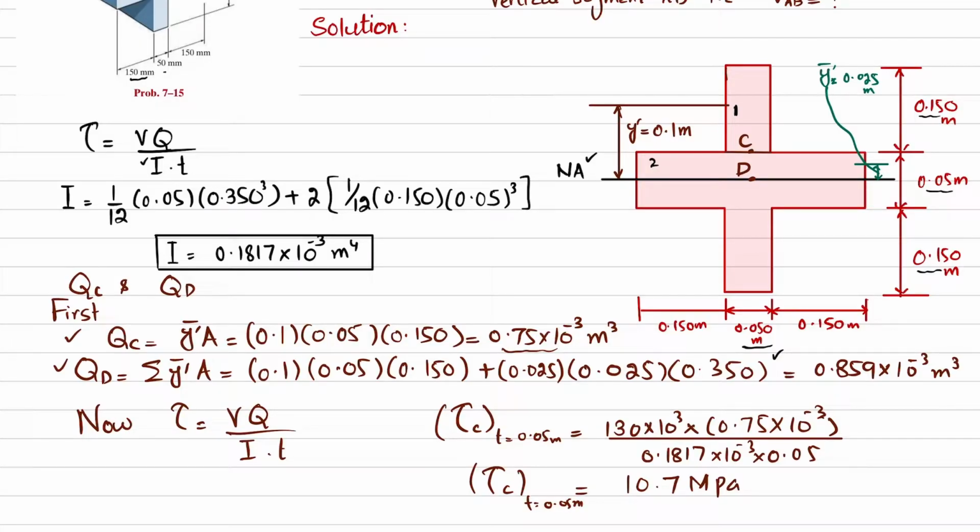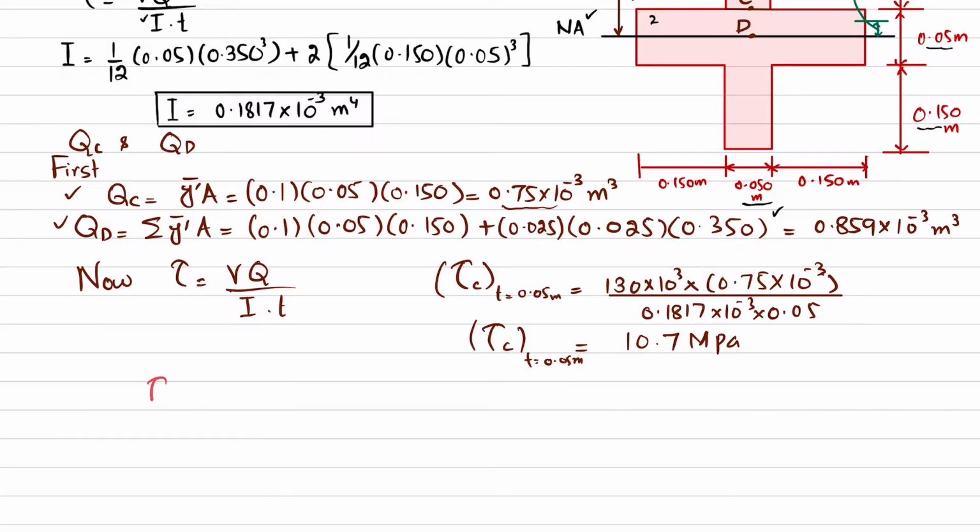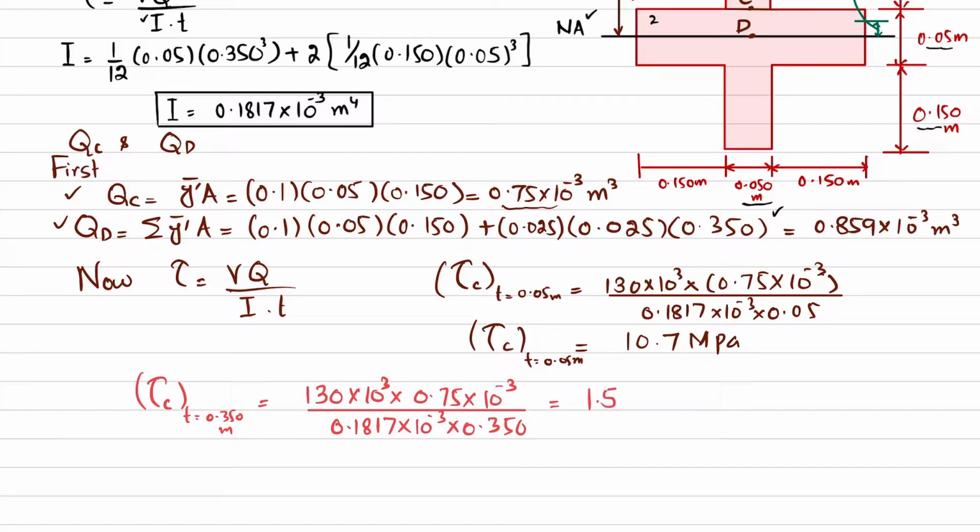0.05 meter. Now what we will do is that we will find the shear stress at point C due to thickness equal to 0.350 meter, and that will be equal to shear force, which is 130 into 10 raised to power 3, Q for C is 0.75 into 10 raised to power minus 3, divided by I, which is 0.1817 into 10 raised to power minus 3, and thickness is now 0.350. So when you solve this, you will get shear stress at point C due to thickness 0.350 is equal to 1.53 megapascal.